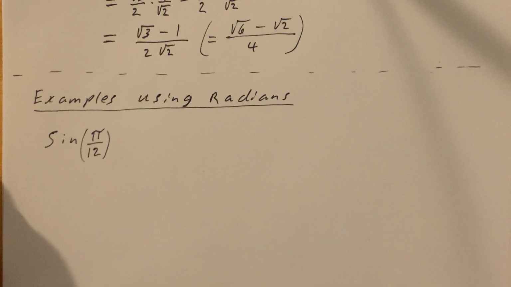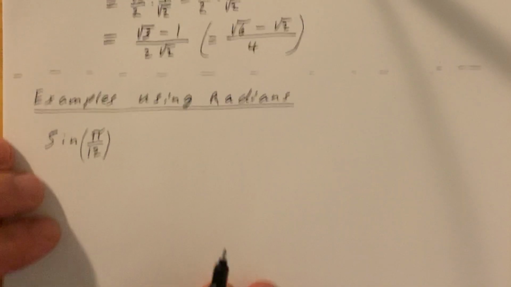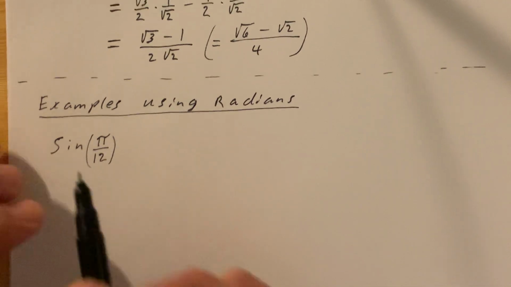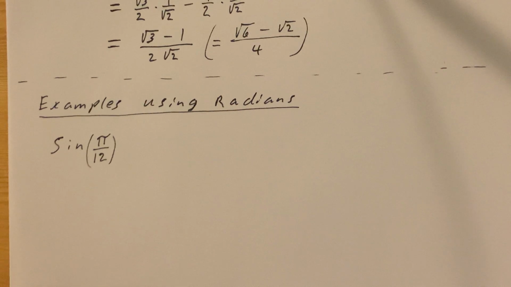Okay, we're going to do a couple of examples with radians here. So, say you want to find sine of pi over 12. Well, we need to write pi over 12 because it's not one of our special angles that we know exact values for. We need to write it in terms of our exact values.